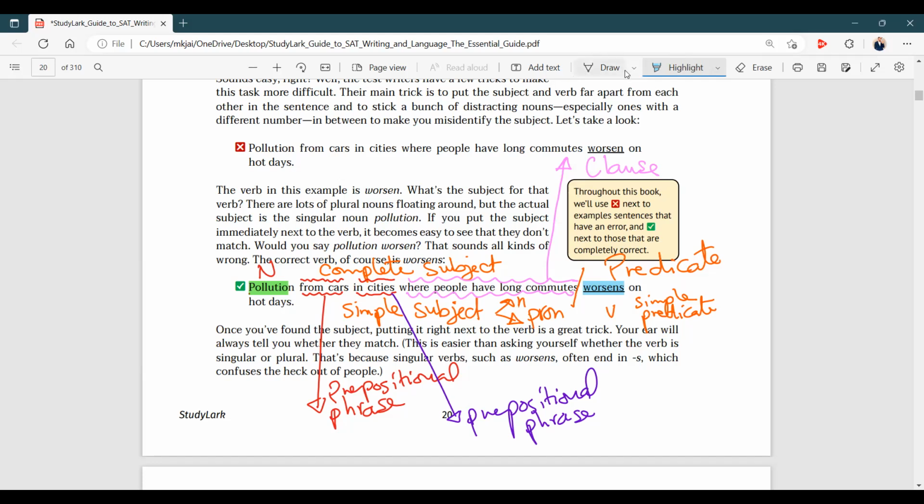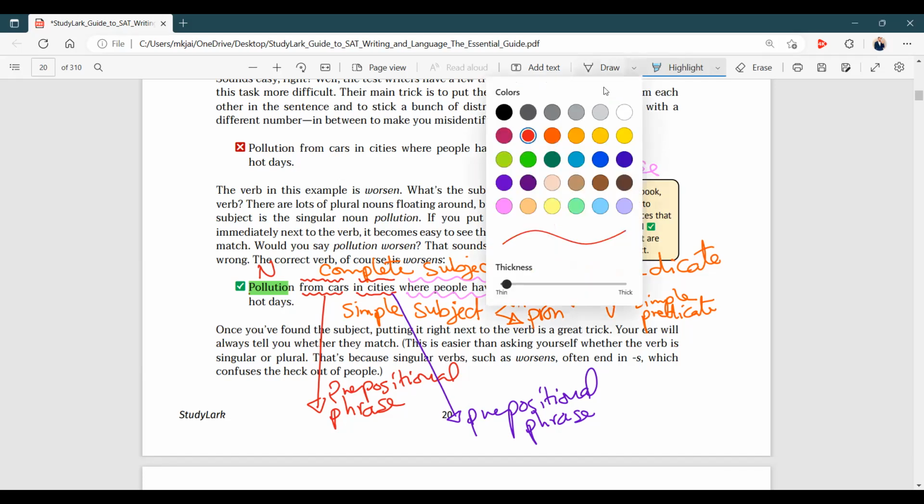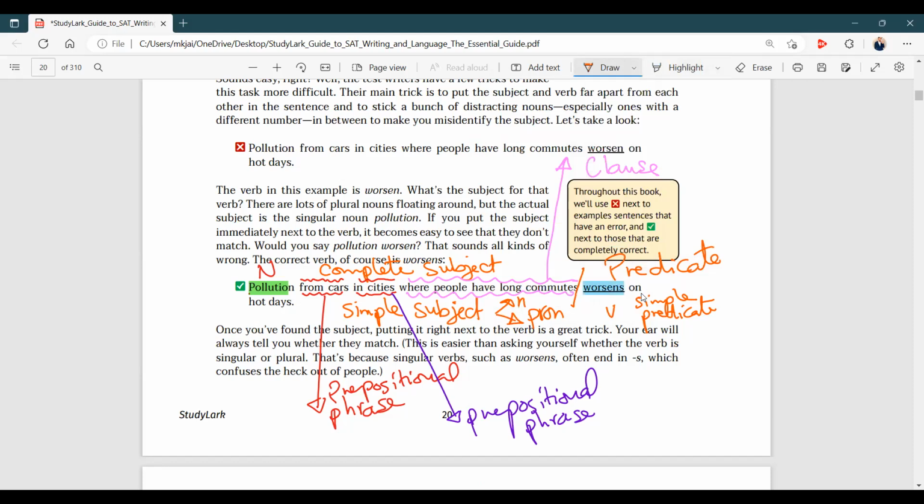On hot days. What's that? It's a prepositional phrase. It modifies what? The verb, worsens. When? On hot days.